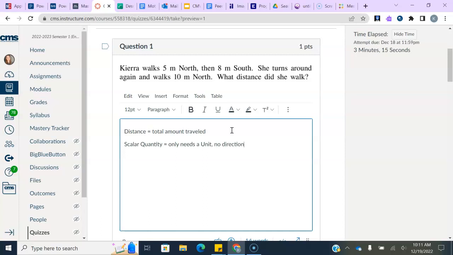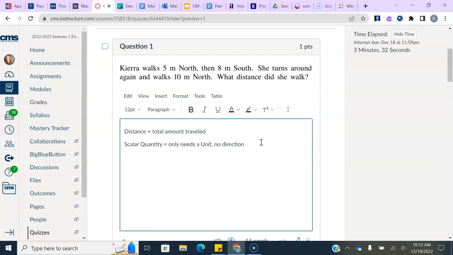What I mean by that is our answer is going to be in meters because the units given to us are in meters. So distance is scalar. It's the total amount that's been traveled, so it doesn't matter if you're going north, south, east, west, whatever. It just means that you are adding it all up.